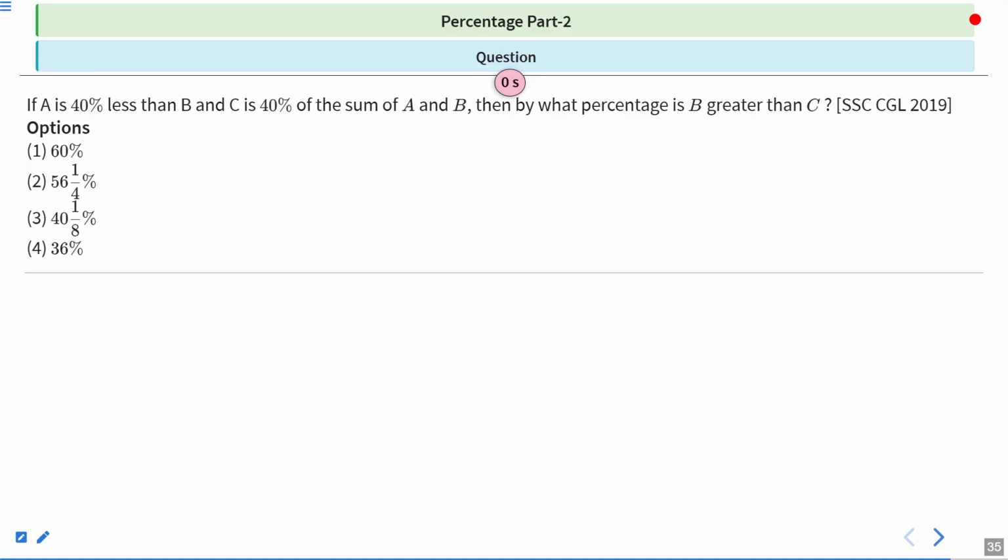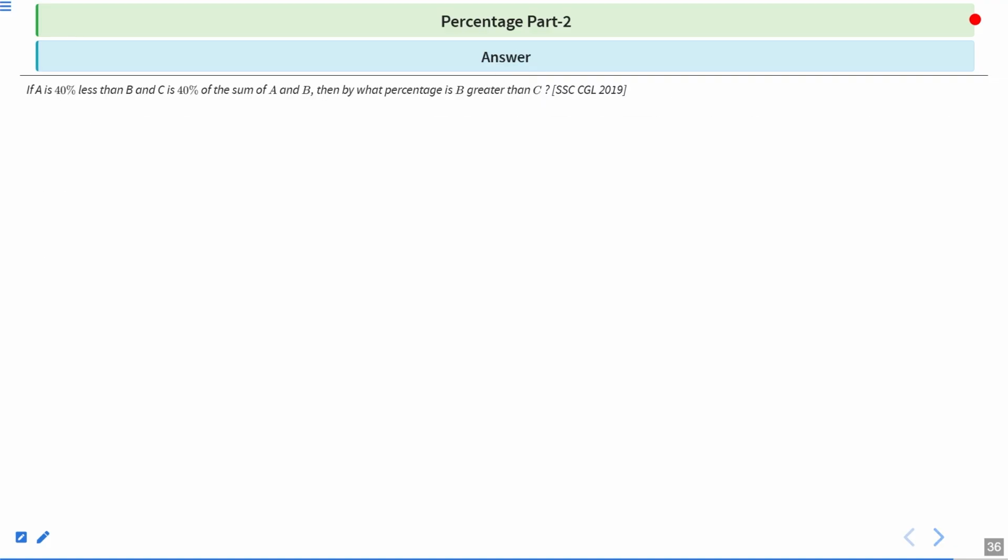Now time's up. Let's see the solution of this question. The question says that A is 40% less than B and C is 40% of the sum of A and B. So the correct answer of this question is second, which is 56 and 1 by 4%. Now see the solution using concept 7.2 in this question.